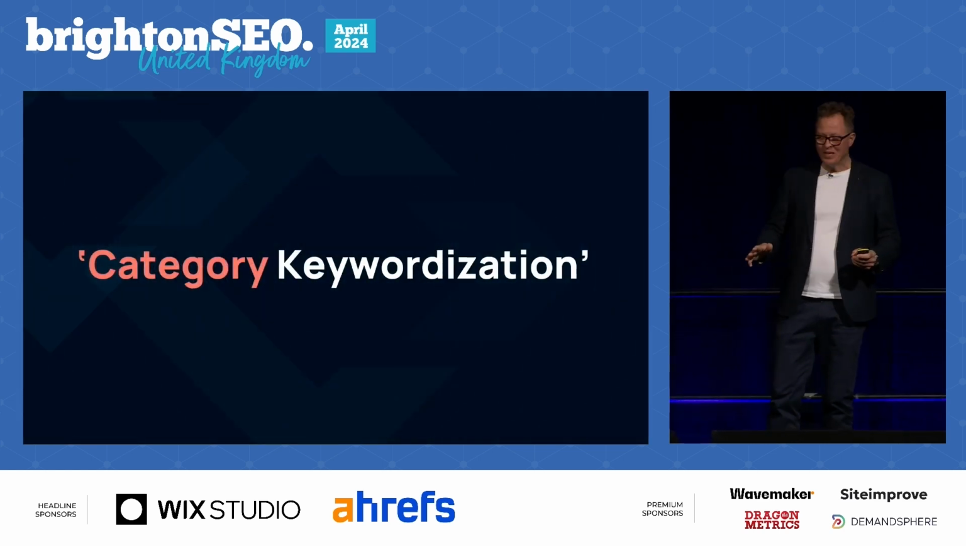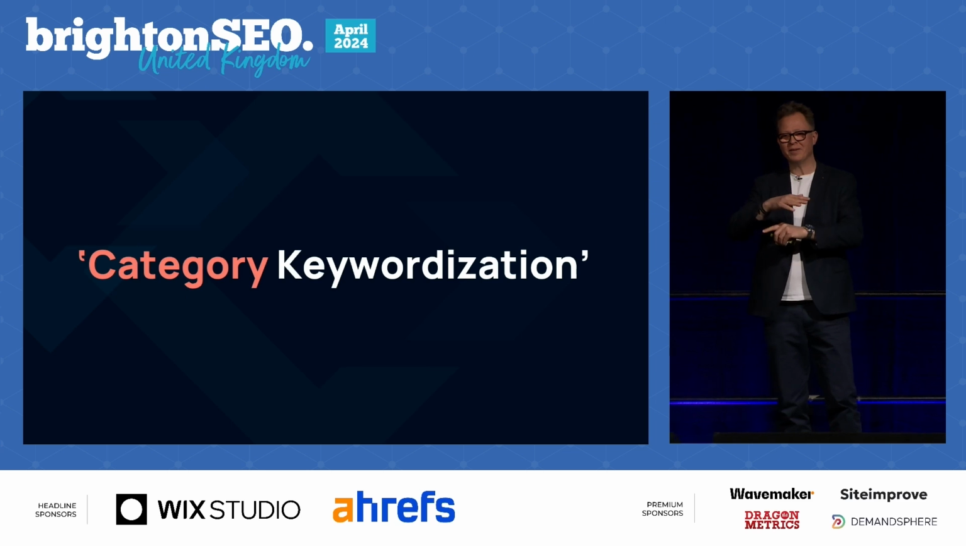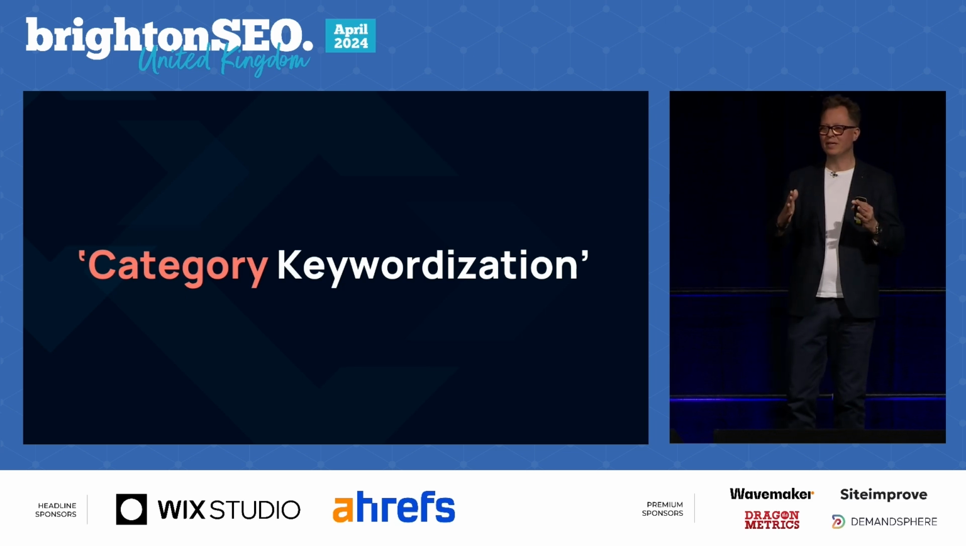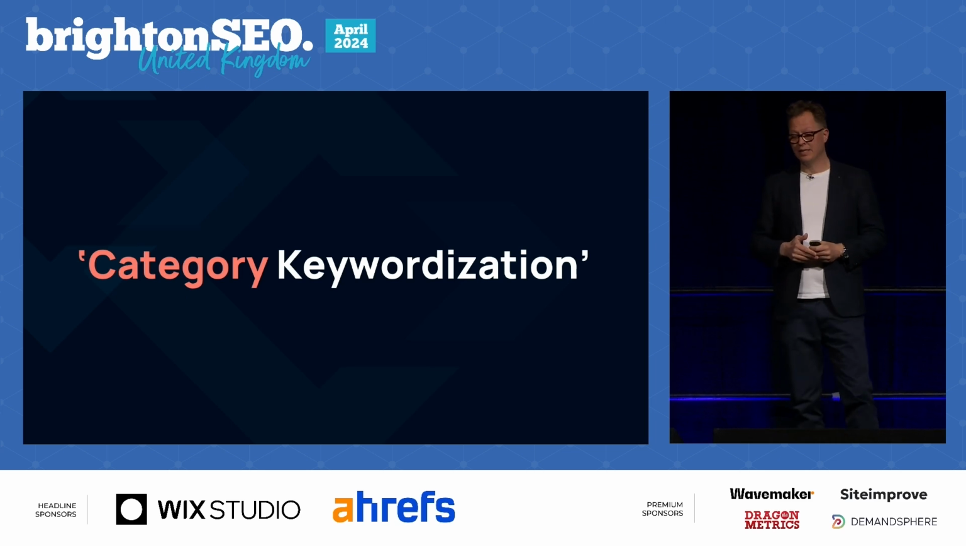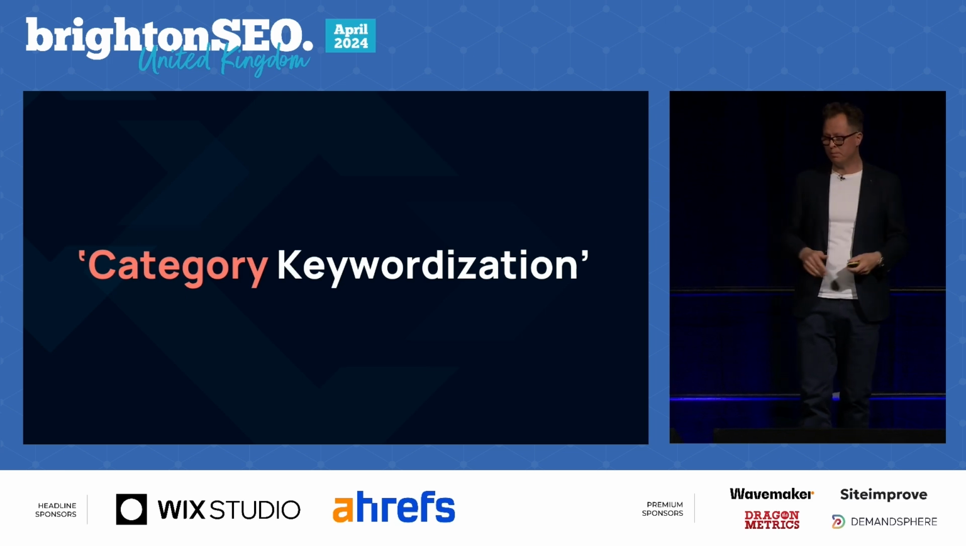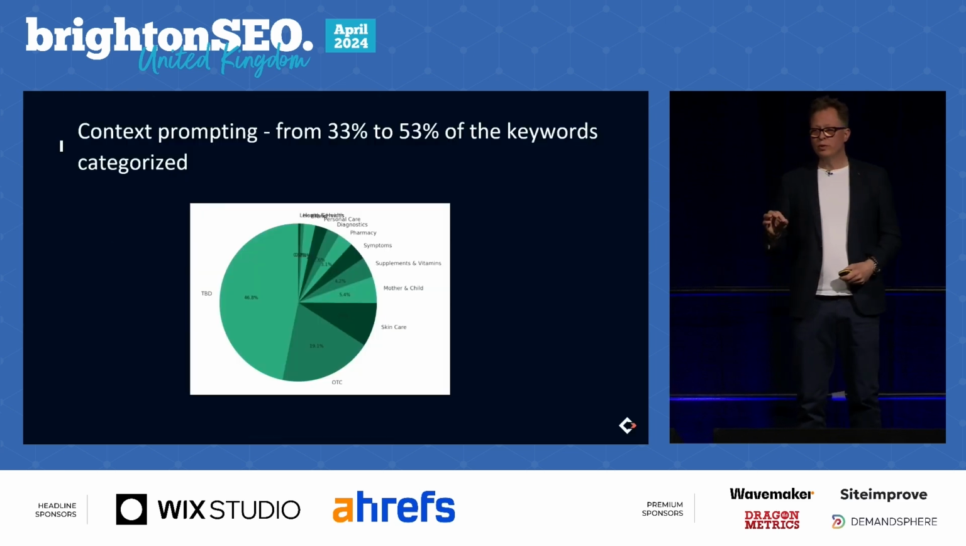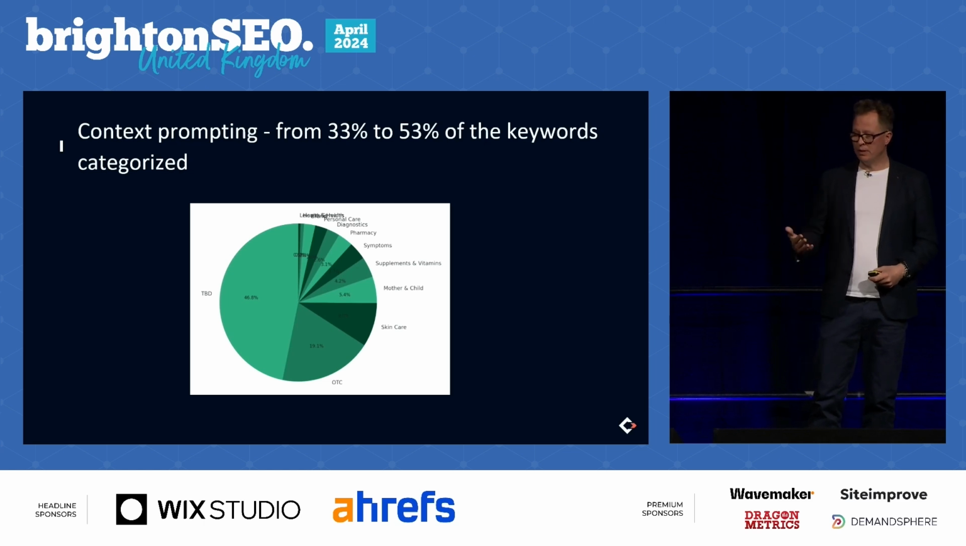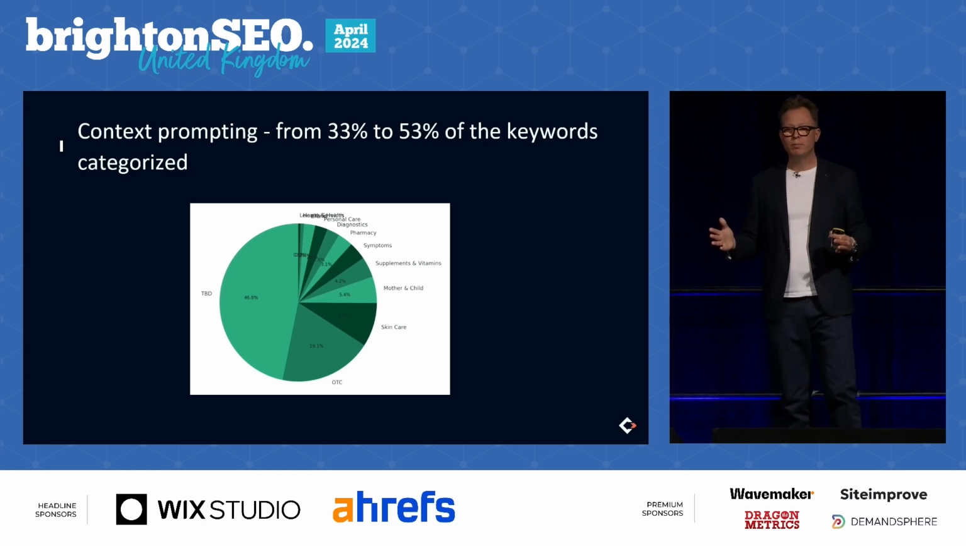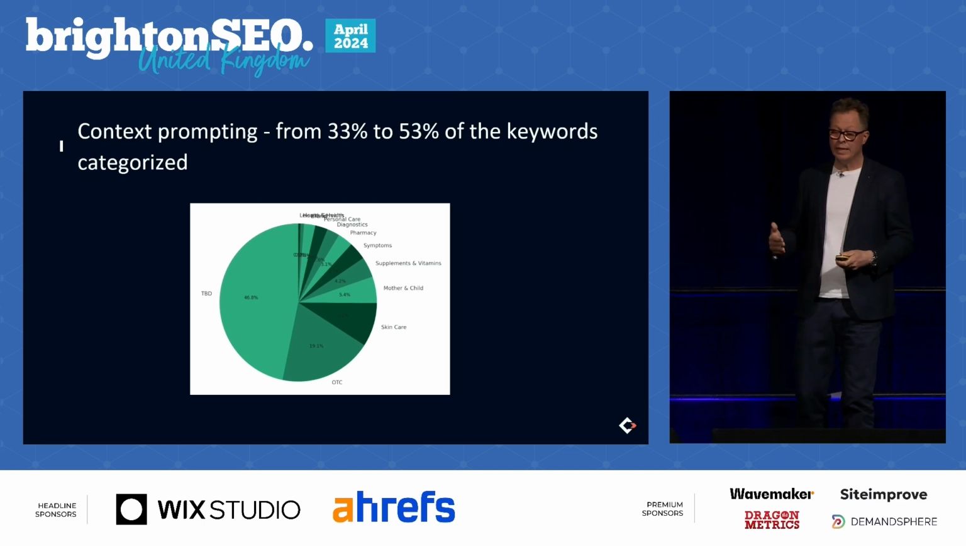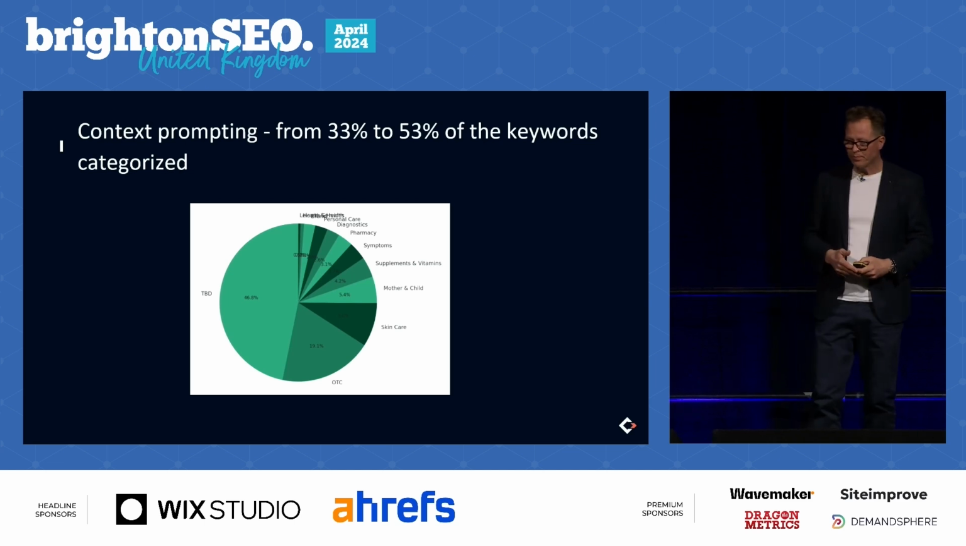Category keywordization. So actually what I'm doing is I'm reversing the process here. So I'm identifying the different categories, and only then I'm scoping it, I'm narrowing it down for ChatGPT not to hallucinate. And that is actually the basics, that is the foundation to start working on clustering with ChatGPT. It is category keywordization. So just by doing a little bit of context prompting, I can actually go from 33 to 53% of the keywords categorized, and I even get decent categories.